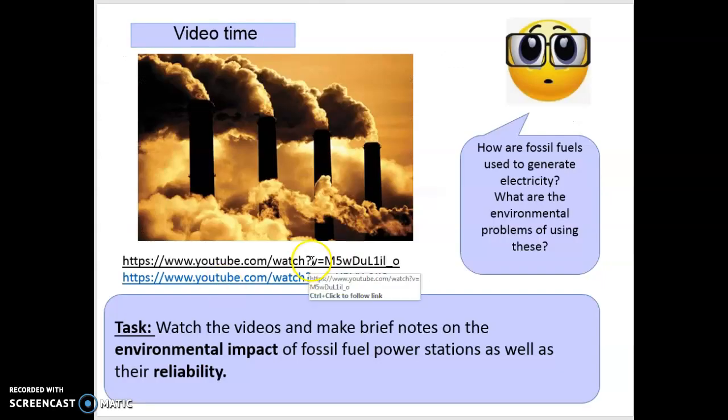Okay, so it's time to watch a video. We're thinking about the environmental problems associated here, so we're thinking about the environmental impact of using fossil fuel power stations, as well as their reliability. Okay, so you're going to have to pause the video and go on to the other PowerPoint, which will give you access to these links, and you can just click on them. Okay, off you go.